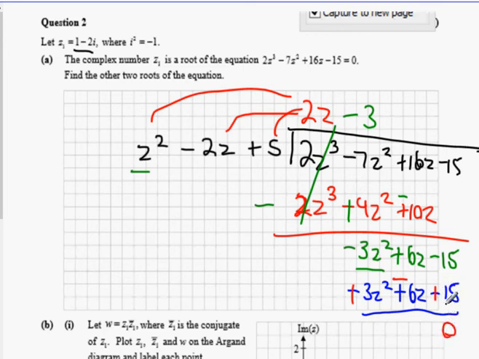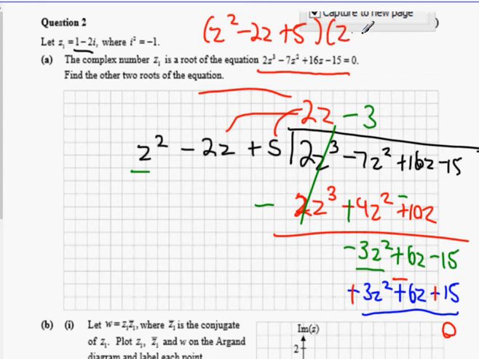Now, what that means is, see this cubic equation we're looking at here? That cubic equation can be rewritten like this. It can be rewritten as z squared minus 2z plus 5, and then z minus 3 equals 0.